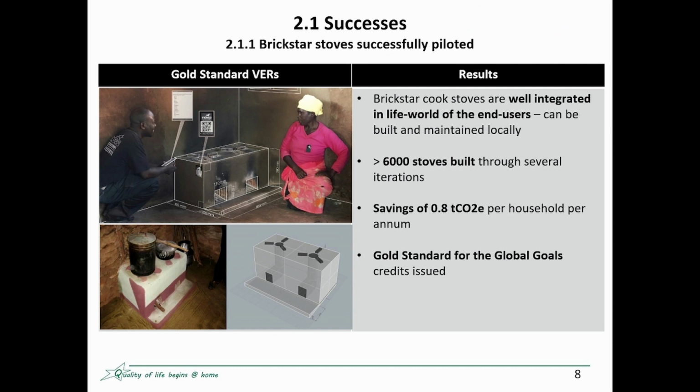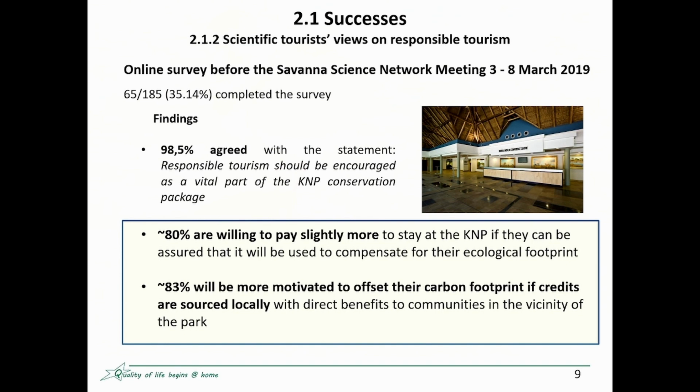So the phase 1 results: we developed a cook stove. It took us about 8 years, co-creating it with households, but we believe it's well integrated with the lived world of end users, and we implemented it in about 6,000 households. We registered it for the Gold Standard for the Global Goals, which is a fairly good standard, and we successfully achieved the savings. Some of you may remember, those of you who attended the 2019 conference, we also probed scientific tourists' views on responsible tourism. Obviously, scientific tourism is a very specific type of tourist and definitely not representative of all kinds of tourists, but we were interested to know how scientists think about offsetting.